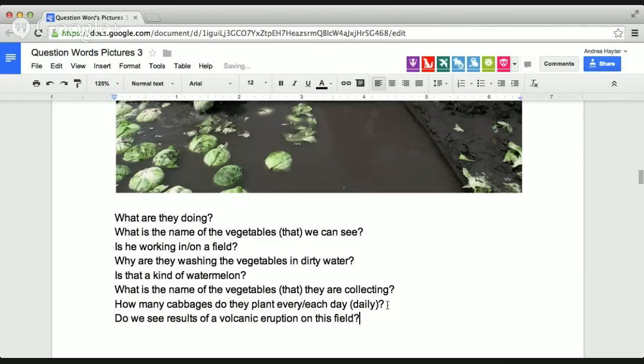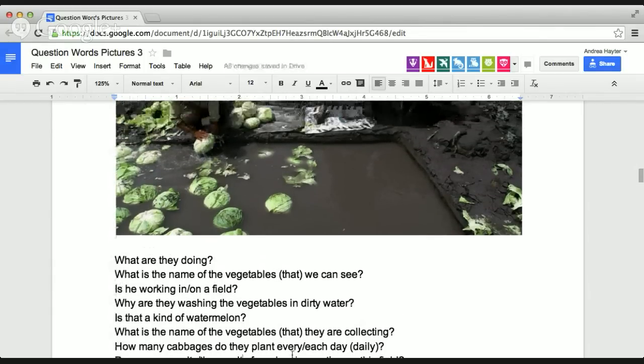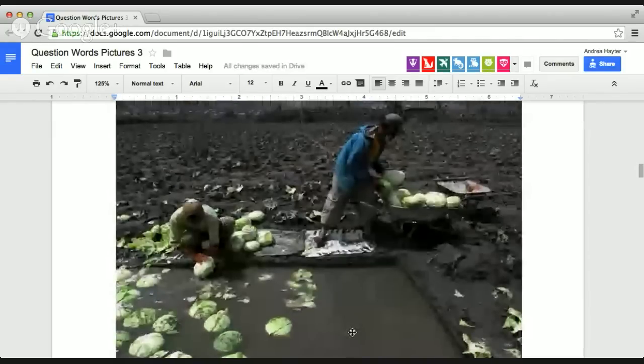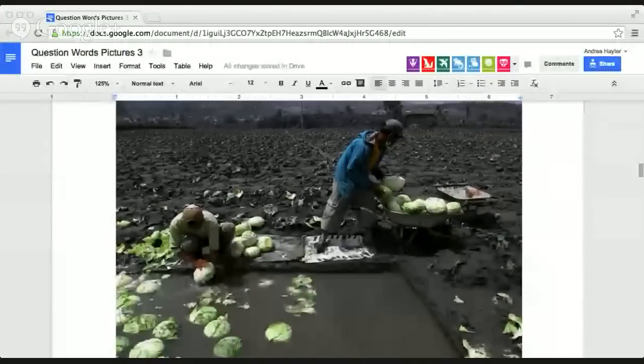Volcano erupts, all the ash comes, it lands on the field. Do we see results? You could also say the result. Results or the result. Okay. But definitely a volcanic eruption on this field. And finally, Zoltan, give me another question.